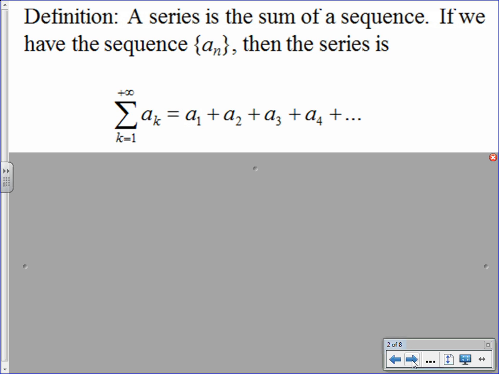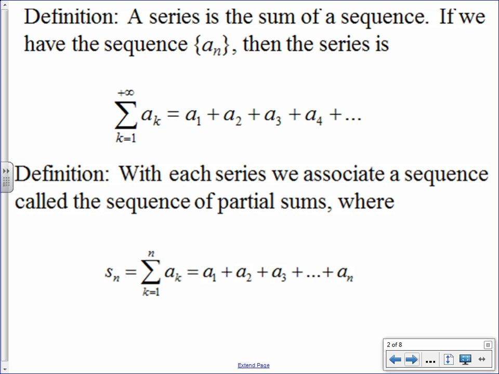This is called a series, an infinite series, because it goes on forever. This would be called a partial sum, because it stops. So a series is only the infinite sum. Partial sums are just one partial sum.